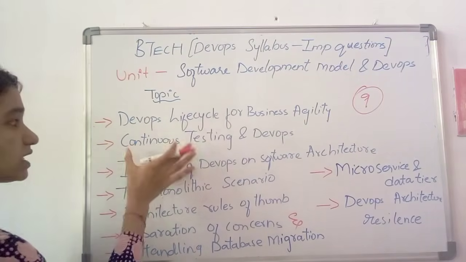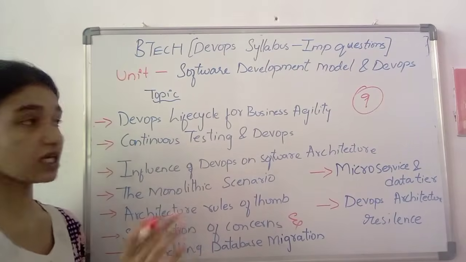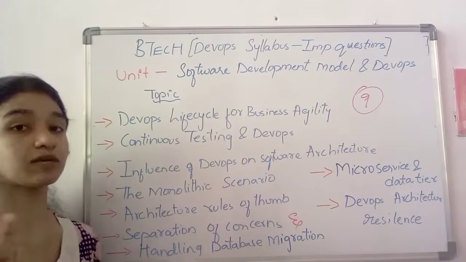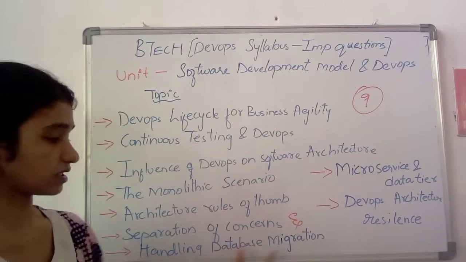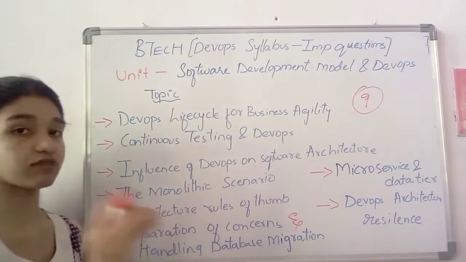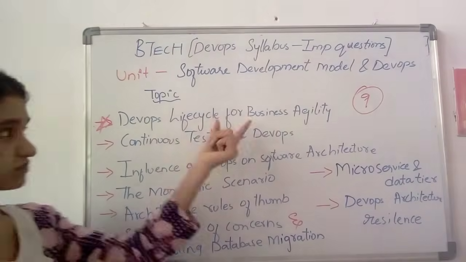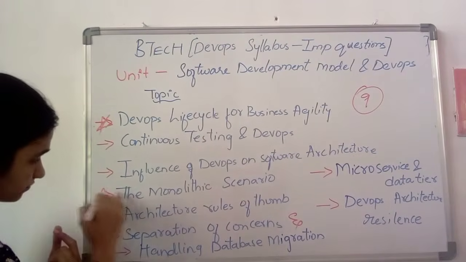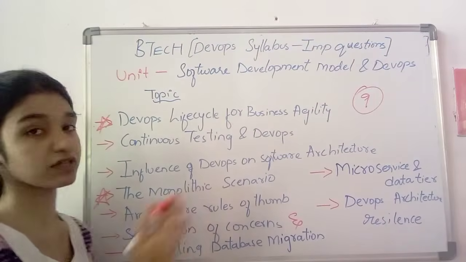In this unit we are not going to get a direct question on a single topic, for example continuous testing. I'm not going to get only that question directly. In this unit, we will be getting combo type questions. For example, in previous year papers we can see separation of concerns and handling database migration together. Whenever you start preparation, first go with DevOps lifecycle for business agility, and the monolithic scenario. This question is repeated multiple times in the previous year papers.